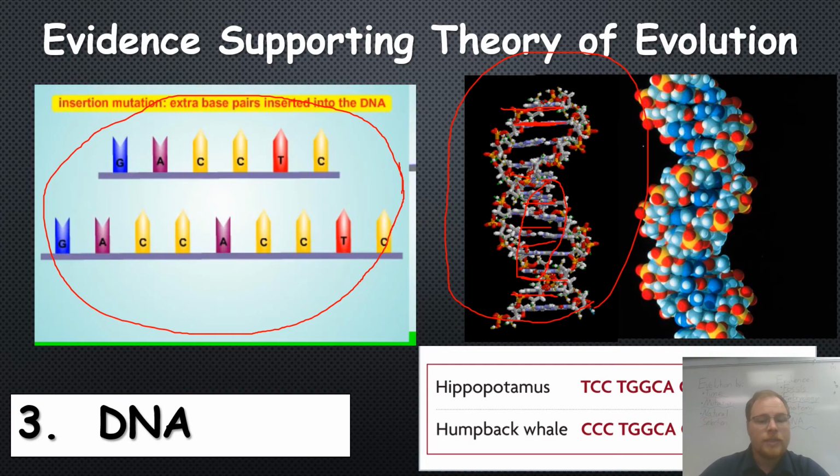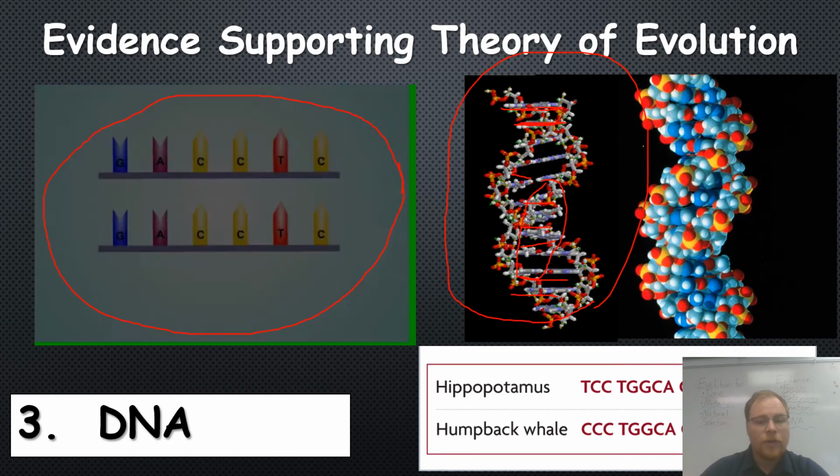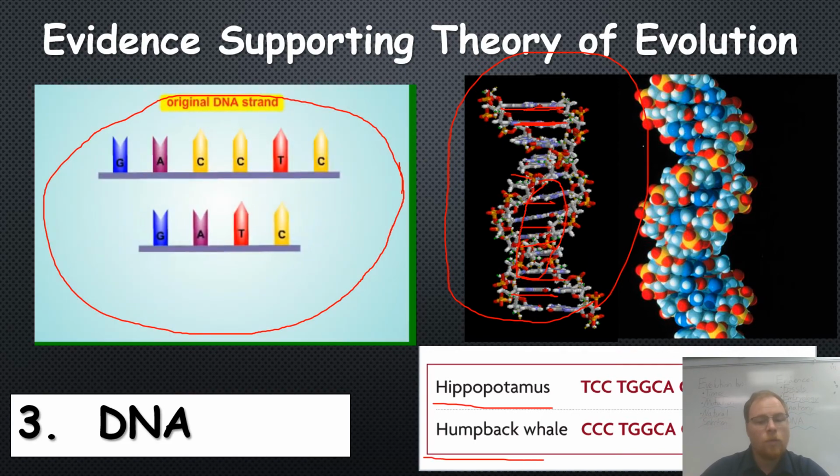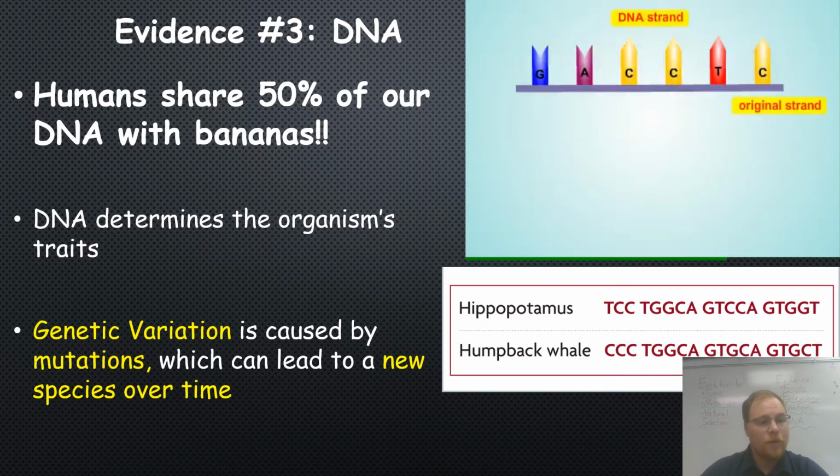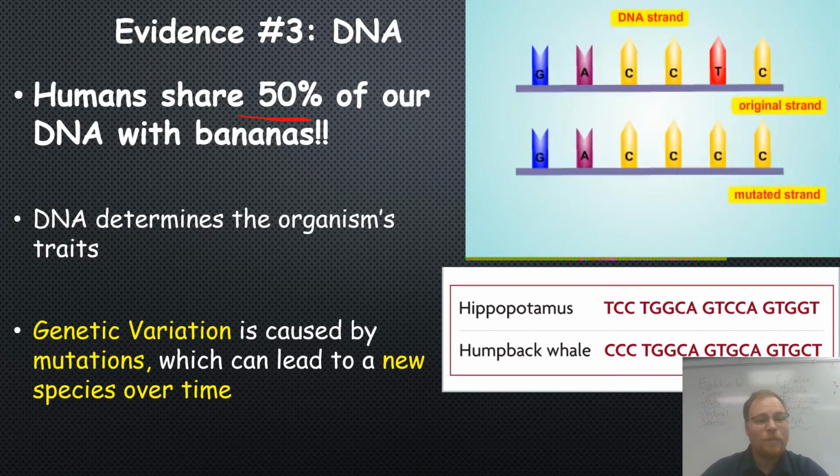Now, the similarity aspect, if you look right here, we're going to be using hippopotamuses and whales as an example throughout these slides, but I bet you didn't know that humans share about 50% of their DNA with bananas. Now, remember, DNA codes for an organism's traits, all right?